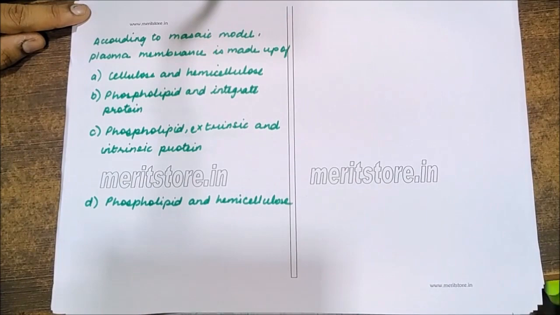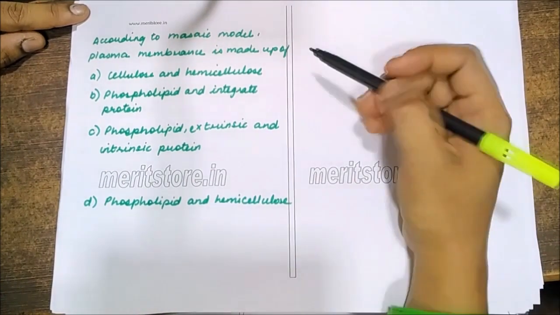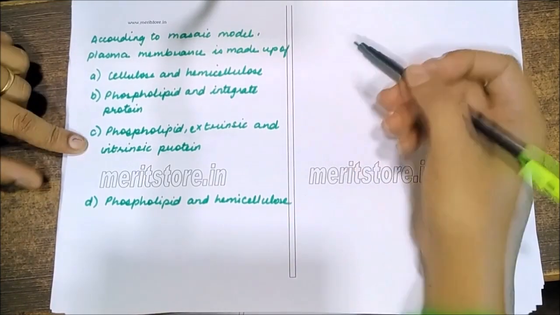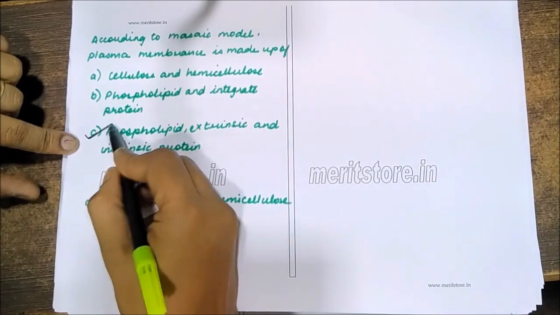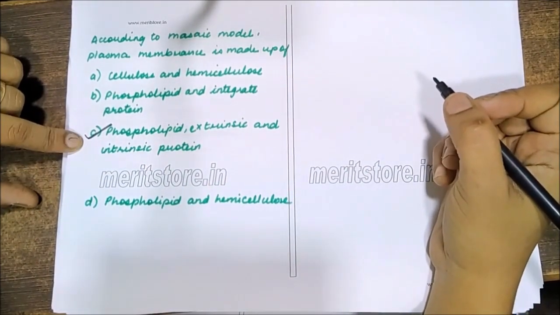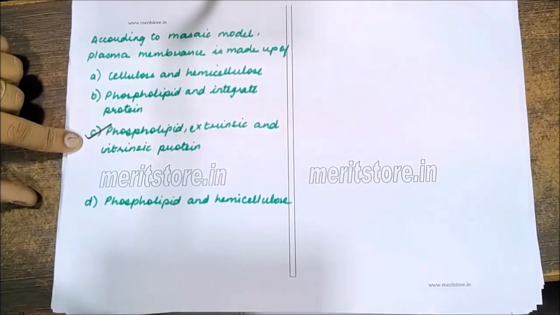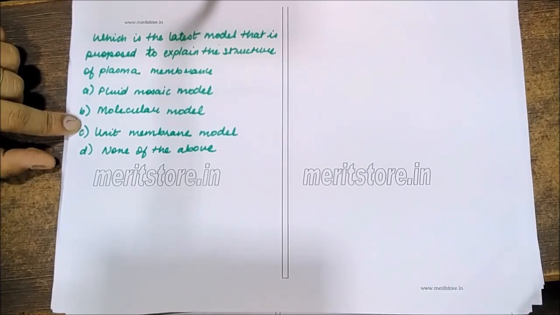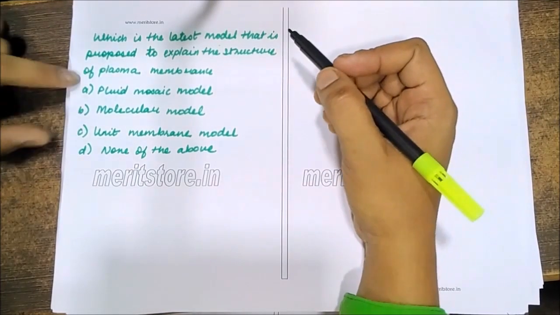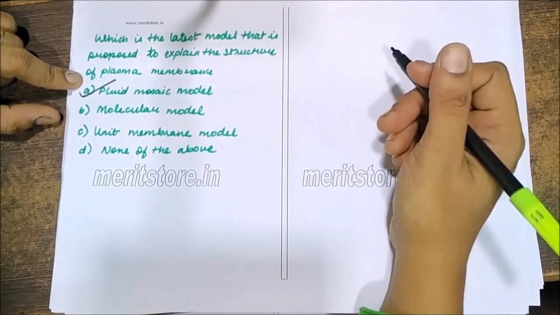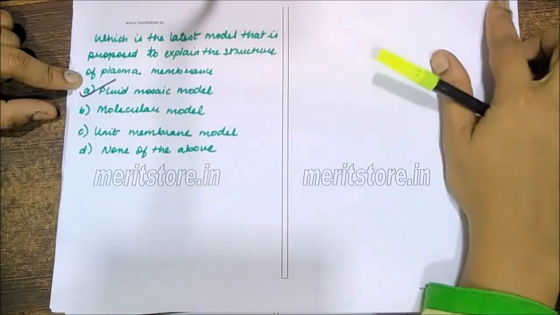Next, according to the mosaic model, plasma membrane is made up of phospholipid, extrinsic and intrinsic proteins. Okay, so that's what the mosaic model states. Which is the latest model that is proposed to explain the structure of plasma membrane? It is the fluid mosaic model.